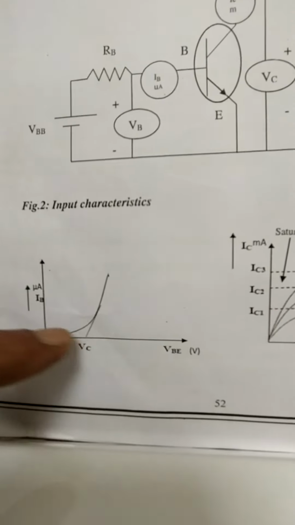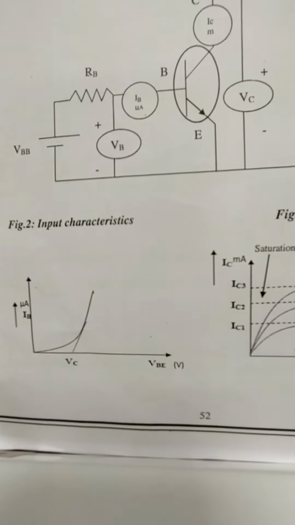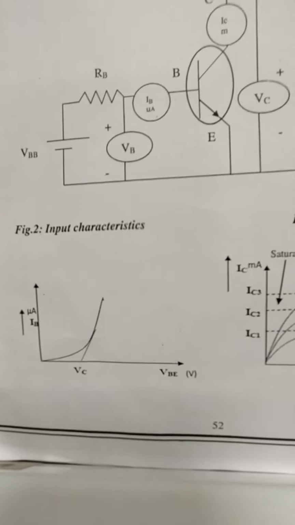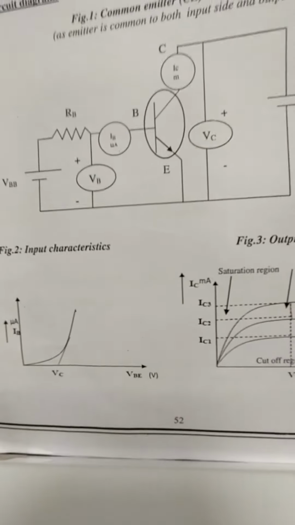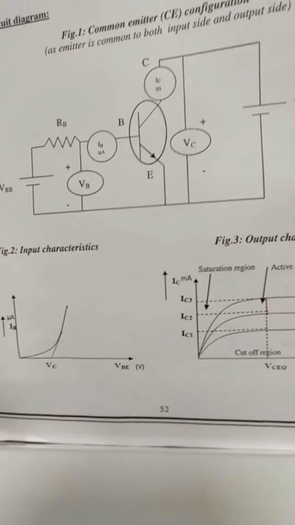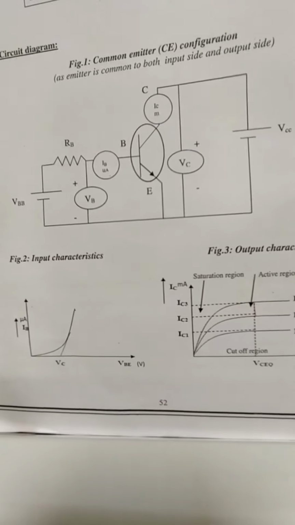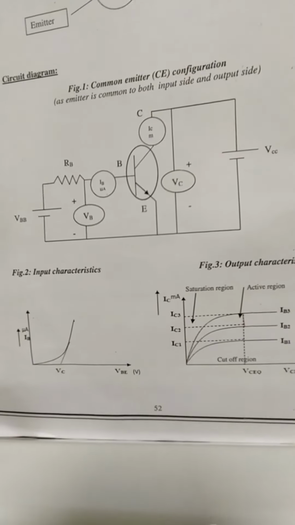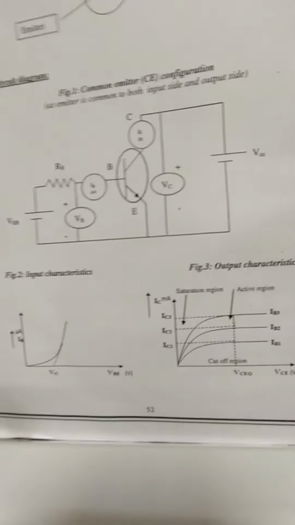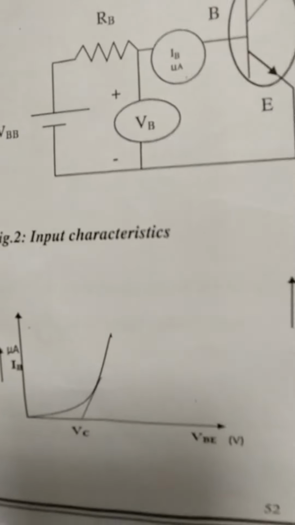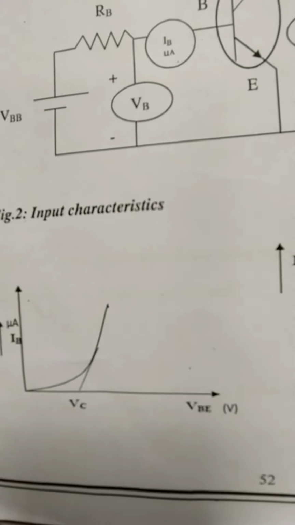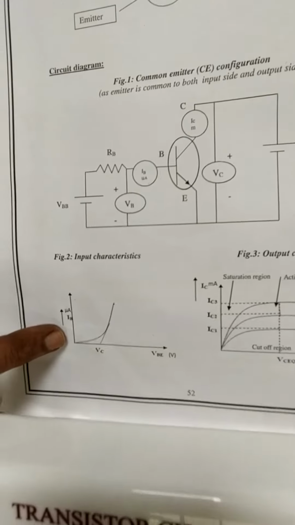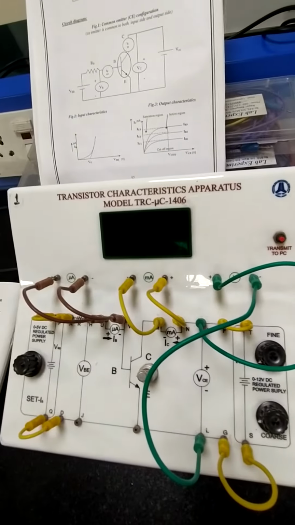Generally we increase VB a little bit at a time, starting from 0 to 0.1, 0.2, like that. There will be an increment in the base current. The current will be in microamps. That should increase linearly. As you keep increasing VB, IB still increases. That is the exact nature of your input characteristics. So first I am going to start with the input characteristics, isn't it?